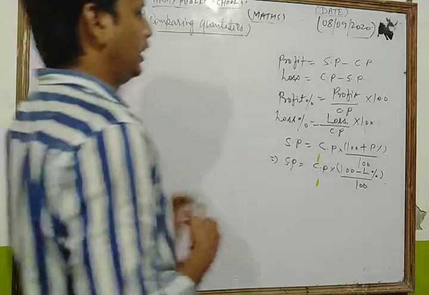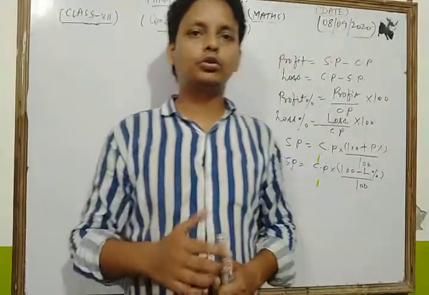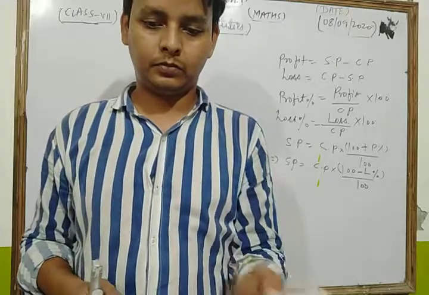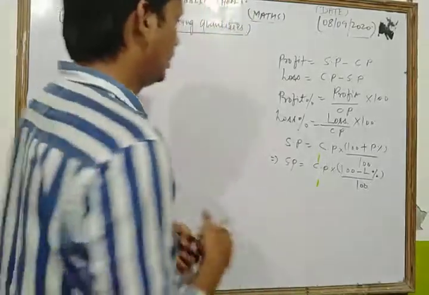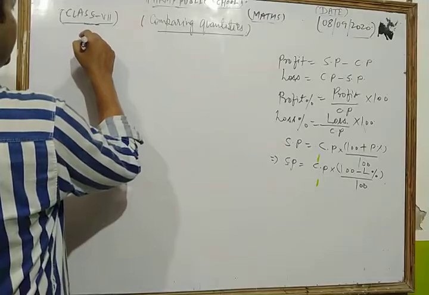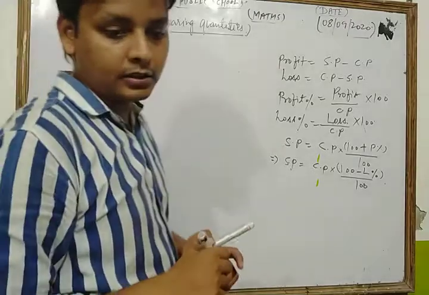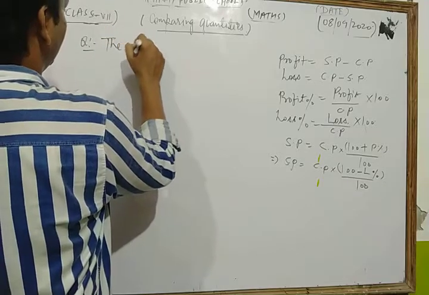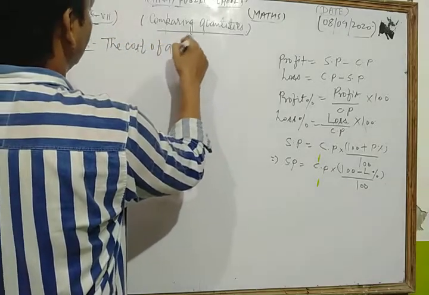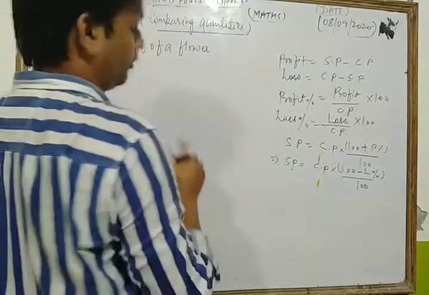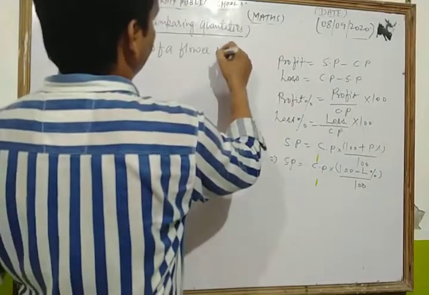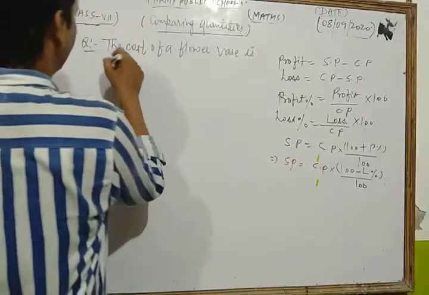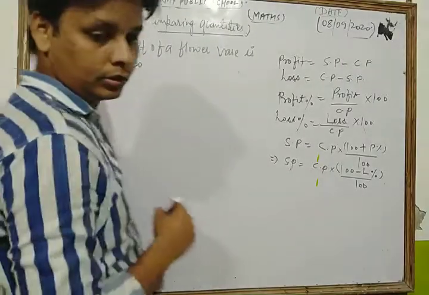Now, dear students, we take some questions based on them. Let's see the question. Your question is: the cost of a flower vase is rupees 120.